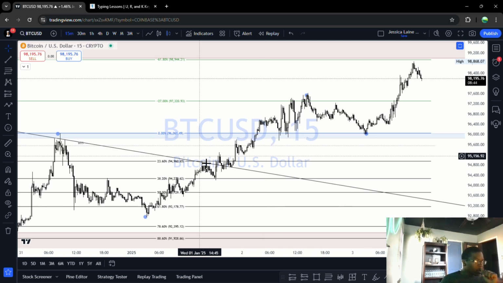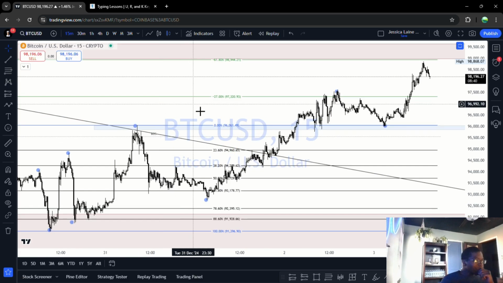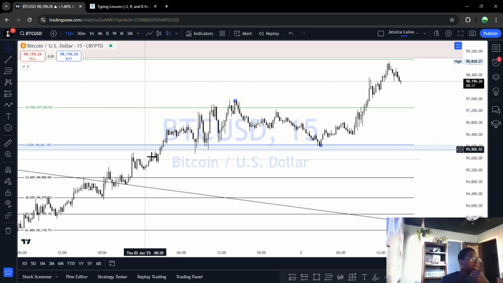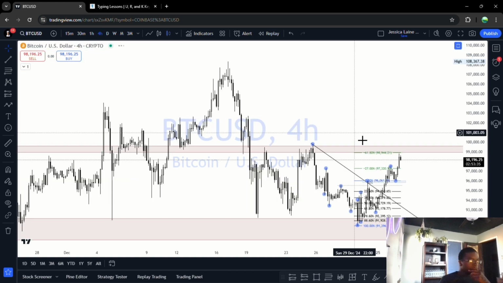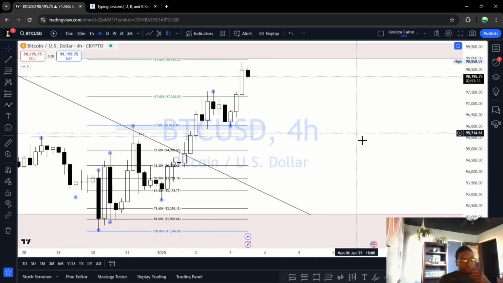The other thing I wanted to go over is how you can buy the high, because there is a statement within the trading world that you buy at the low, you sell at the high. Buy low, sell high.